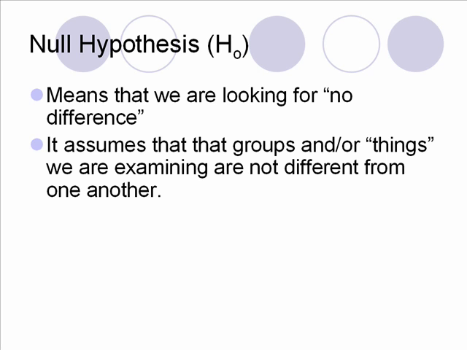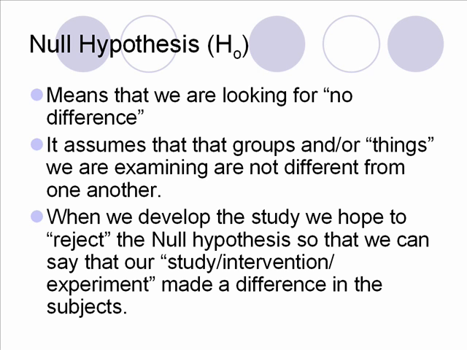Whatever our groups are, the null hypothesis assumes that the groups and/or things that we are examining are not different from one another. All things being equal, the bell-shaped curve, the numbers, the data will be the exact same thing. There will be no difference at all from one another. When we develop a study, we hope to reject the null hypothesis so that we can say that our study, intervention, or experiment made some kind of difference in our subjects. And hopefully that will become a little bit more clear as I go along.